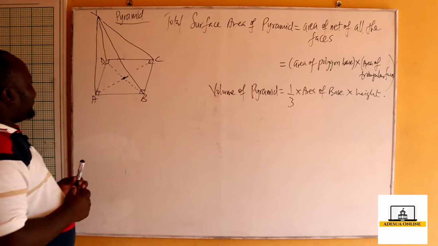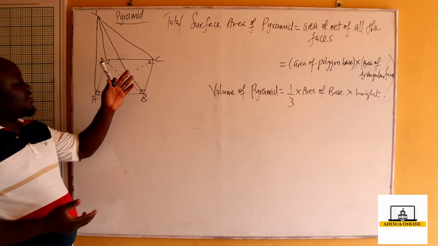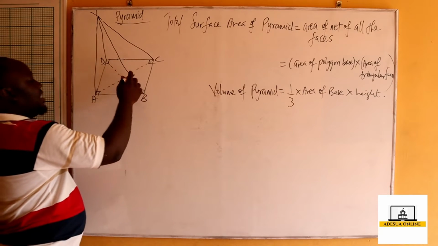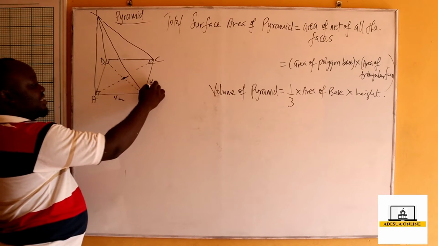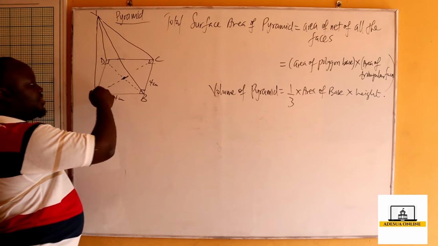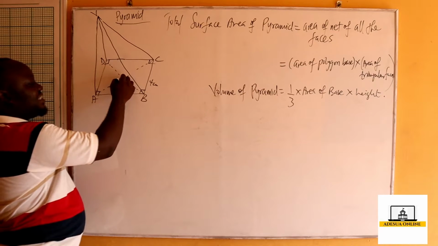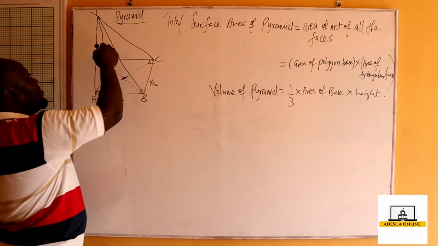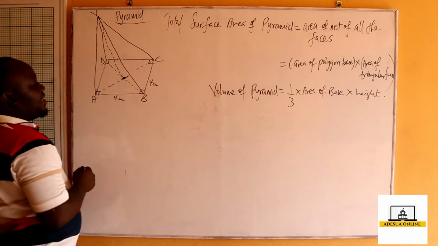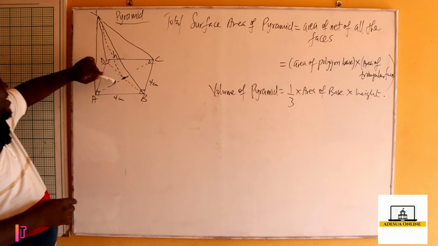So, assuming we are given a square pyramid with these lengths, let's say this is 4 centimeters and this is 4 centimeters, we can use Pythagoras Theorem to get the hypotenuse. And if we want the middle, we divide that answer by 2, which will give us the midpoint here. Now, the height of the pyramid is from the apex down to this point. This will give us the height h of the pyramid.